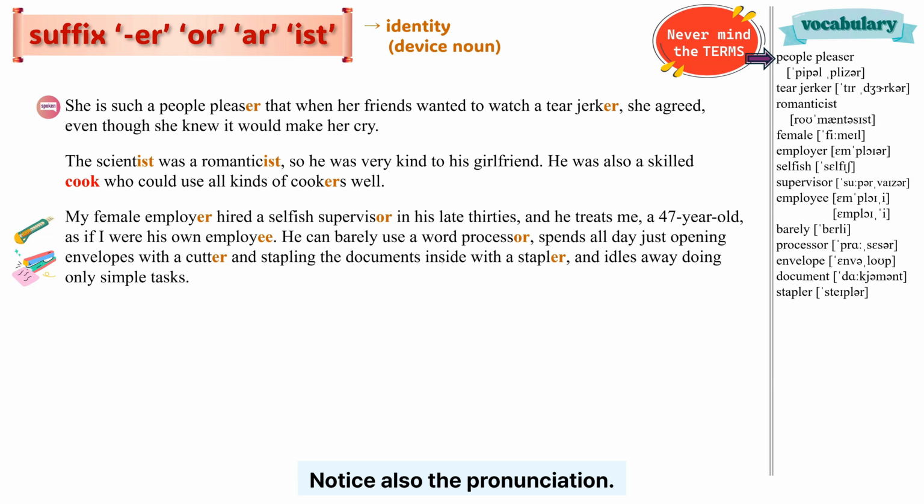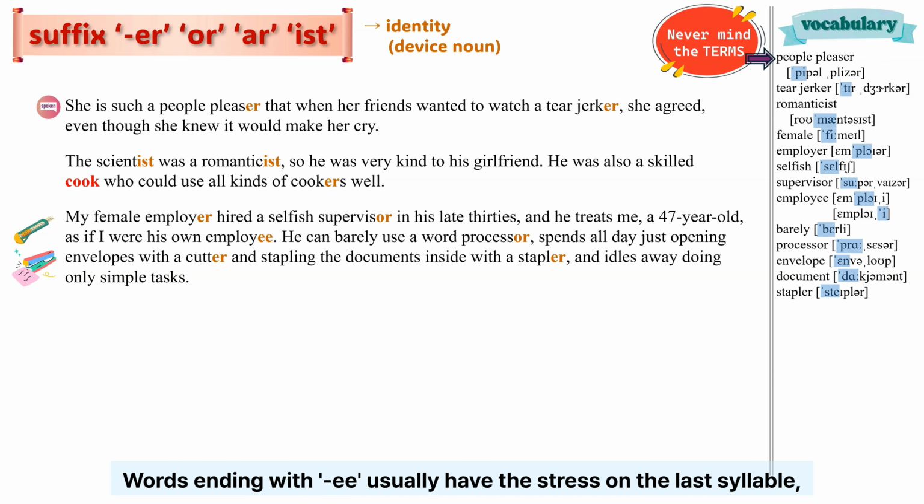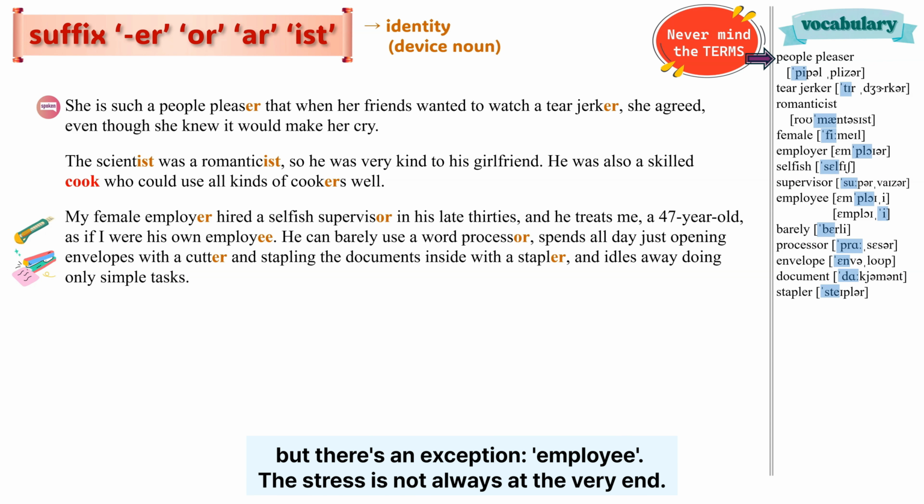Notice also the pronunciation. Words ending with EE usually have the stress on the last syllable. But there's an exception, employee. The stress is not always at the very end.